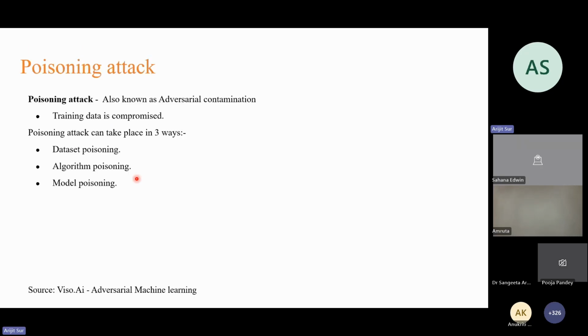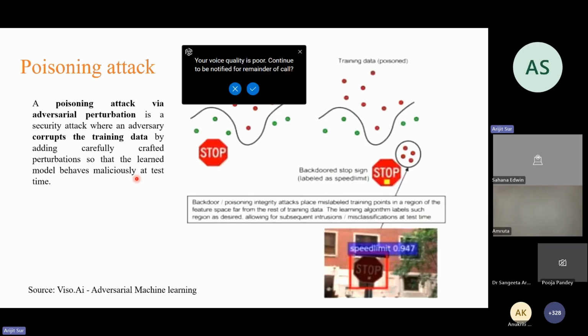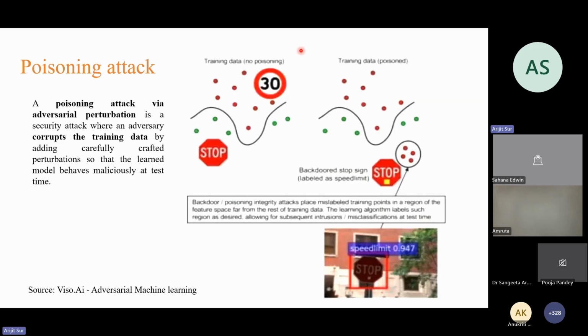Now we try to understand how we dig into a poisoning attack. It is also known as adversarial contamination. Dataset poisoning, algorithm poisoning, and model poisoning are the different ways we can do it. Dataset poisoning we have already discussed. Now here, let us understand the basic idea of this kind of poisoning attack. A poisoning attack is a security attack by adversarial countermeasures. If you look at this figure, it's very interesting.